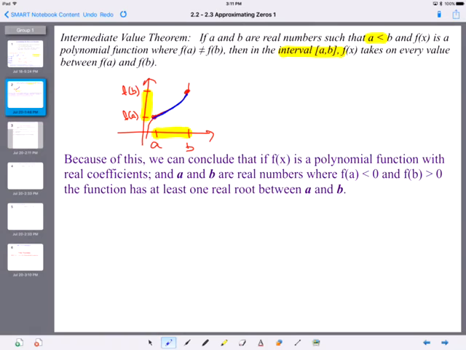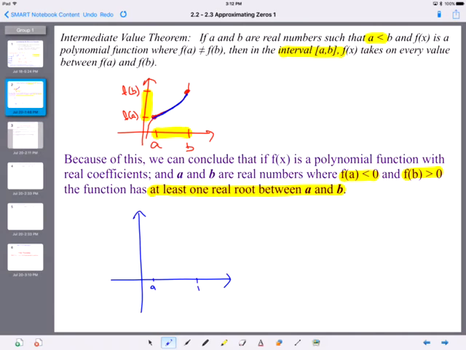Because of this, we can conclude that if f of x is a polynomial function with real coefficients, and a and b are real numbers, where f of a is less than 0 this time, and f of b is greater than 0, the function has at least one real root between a and b. Why is that? Well, let's take a look. So we'll do the same thing, but on this one I'm going to make sure that the f of a is less than 0.